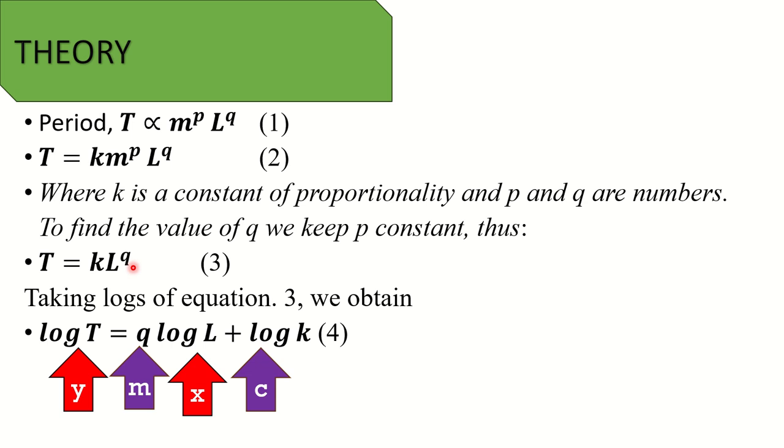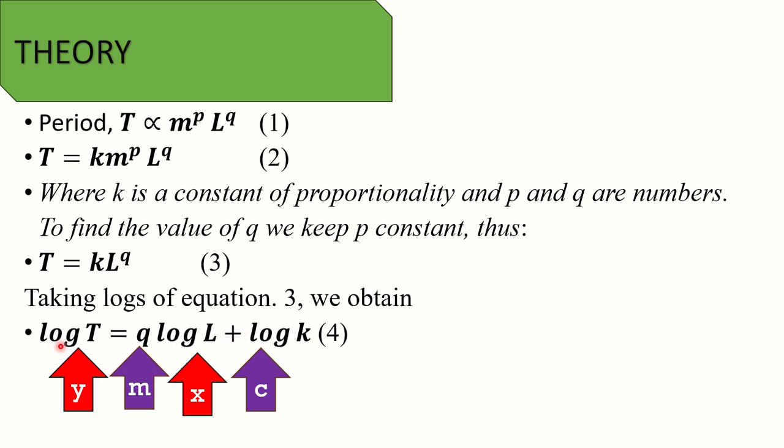And so by taking the log of equation 3, we came up with equation 4. Taking the log of T gives us log T. Taking the log of K gives us log K. And taking the log of L raised to power Q gives us Q log L, because between K and L there's a multiplication sign, which we change to an addition sign in log. If it's a division sign, that will change to a minus sign when we take the log. Please take note of that.